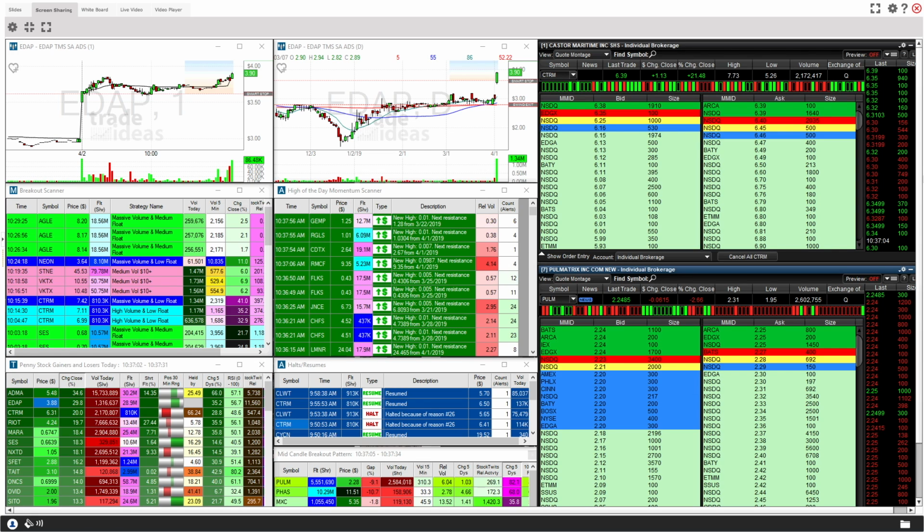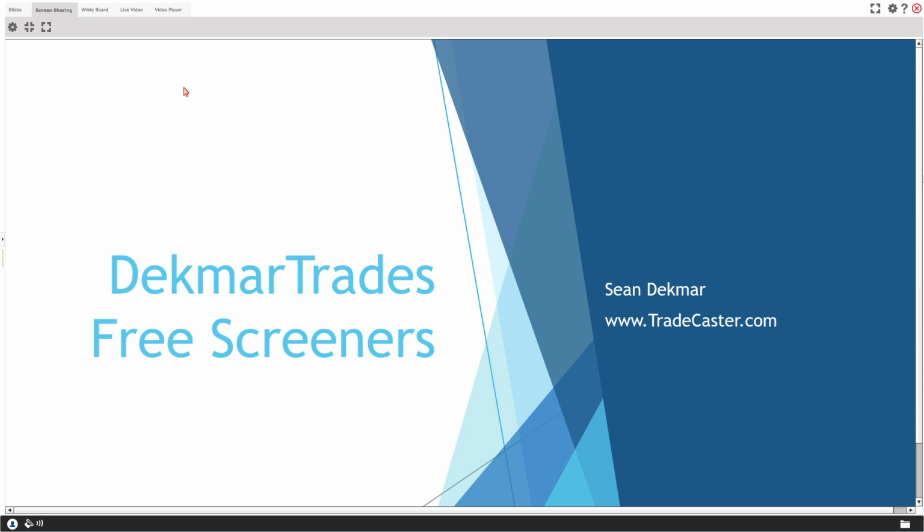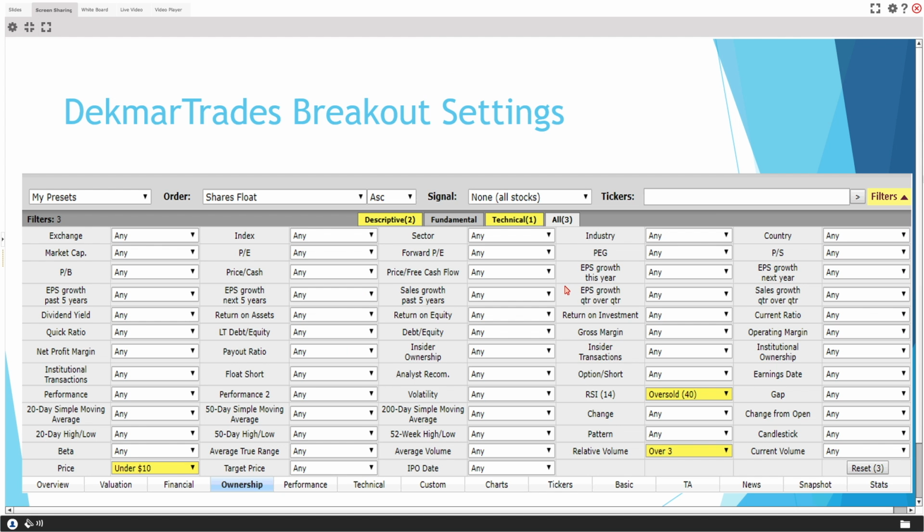So the first one I want to go over, guys, is my normal setup, right? My normal screen that I usually like to look at. And that's going to be Dekmar Trade's breakout settings. So this is what I usually look for when I'm looking for my breakouts. What I have here, very simple, is price underneath $10. I'm going to have the RSI more on the oversold part. I'm going to have relative volume over 3.